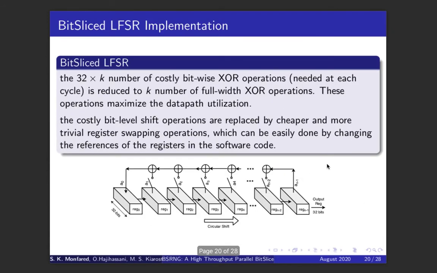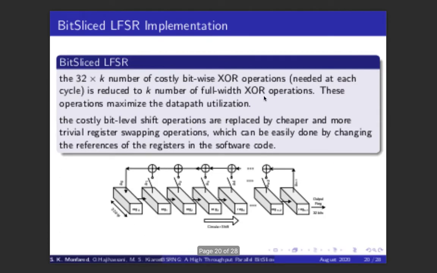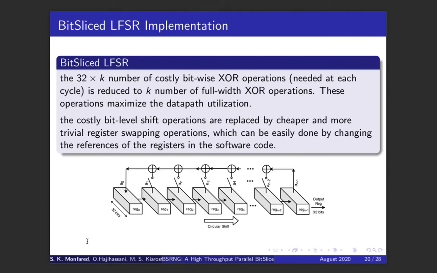But when it comes to the BitSlice implementation, you will need only one thread to execute, to generate these m pseudo-random numbers, as shown in the picture. And the number of bitwise XORs is reduced from 32 times k to k. The shift operations are completely eliminated, and this is it: a single thread with a reasonable number of registers, and you have reduced your circuit very efficiently.